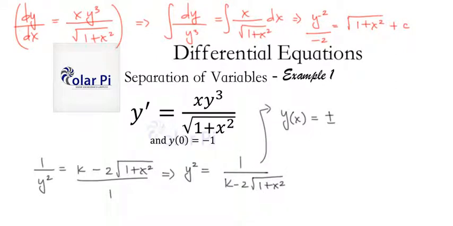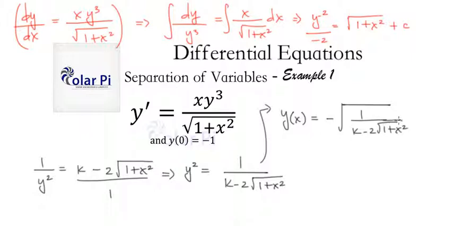Because we're getting to this step by taking the square root of both sides, we would have written a plus or minus there, which is why I have a plus or minus right there. But we're going to do the minus because of this initial condition, right? And so then we get minus the square root of, well, we already said, the square root of this, and that is 1 divided by k minus 2 times root 1 plus x squared.